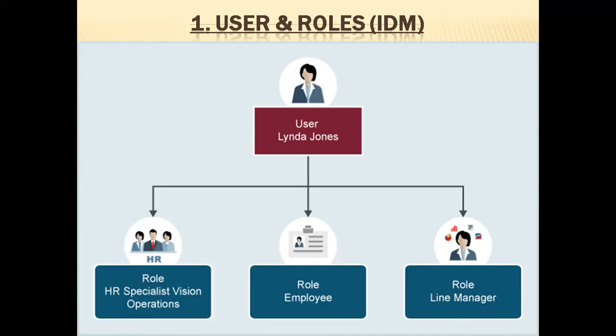Now let me give you an example. As you can see here, in the Fusion applications, users have roles through which they gain access to functions and data. Users can have any number of roles. Let's take this figure as an example, where user Linda Jones has 3 roles. When she signs into the Oracle Cloud, she doesn't have to select a role. All of these roles are active concurrently, meaning at the same time. The functions and data that Linda can access are determined by the combination of roles.